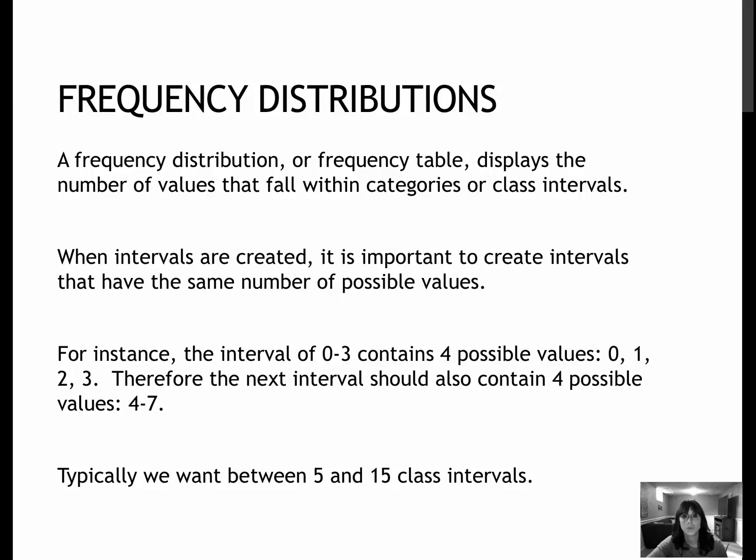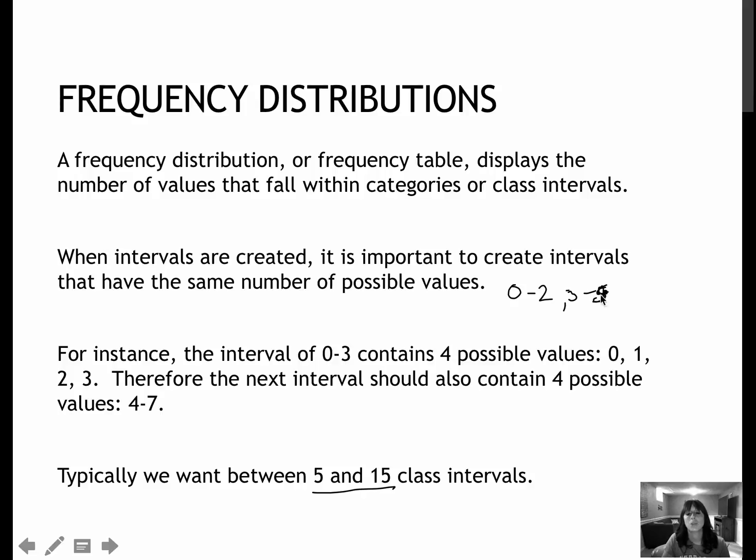each of those intervals. So for instance, if my first interval is 0 to 3, so that's 0, 1, 2, 3, that's 4 values. My next one needs to be another 4 values. That would be 4, 5, 6, 7. So what I see often when people are trying to create their class intervals, which we typically want between 5 and 15, they're going to maybe say 0 to 2, and they say, well, that's only 2 numbers, and so my next one's going to be 3 to 4.